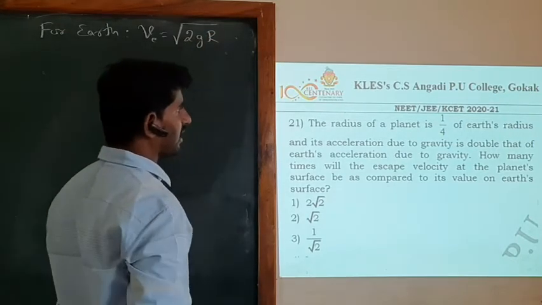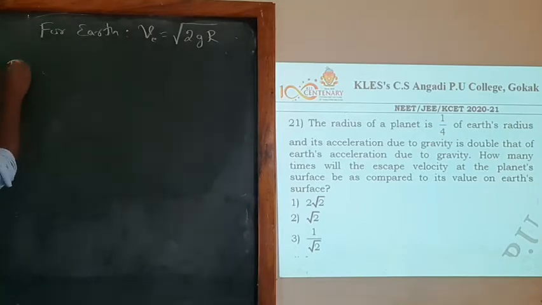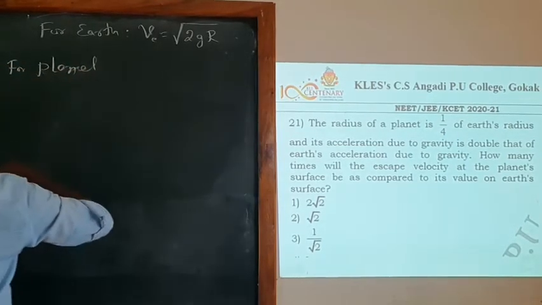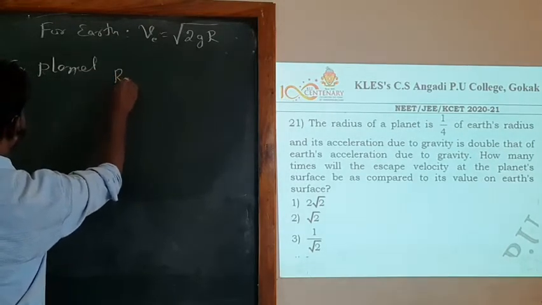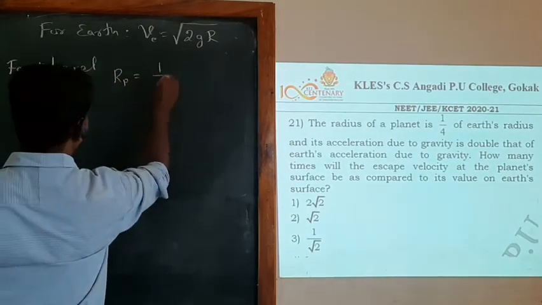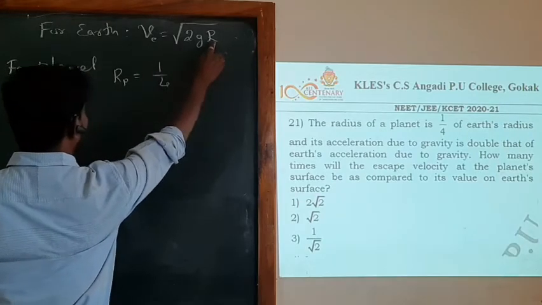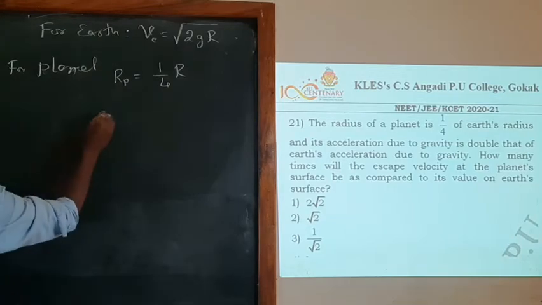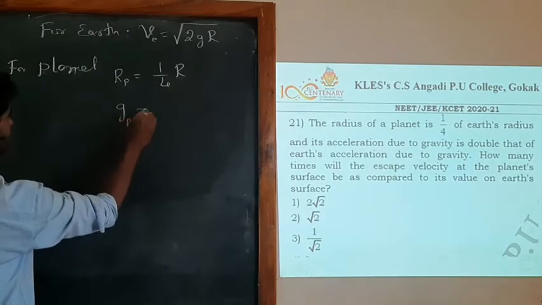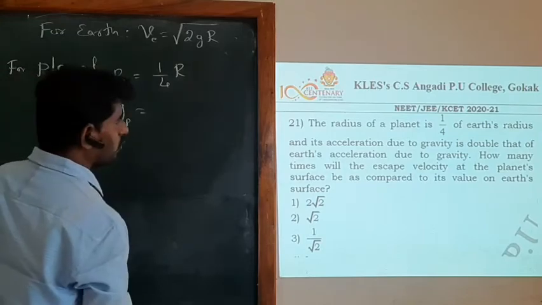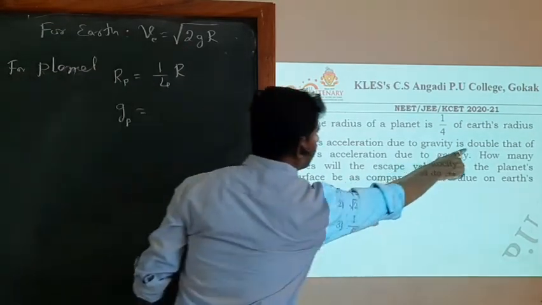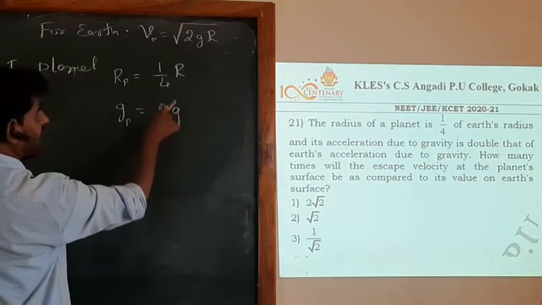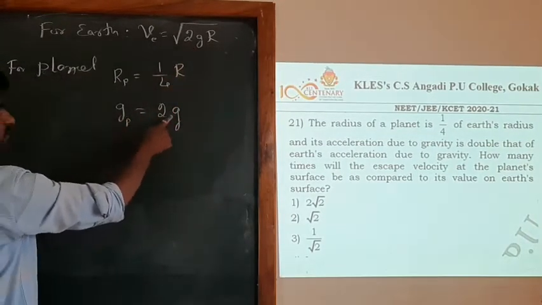So in the question, they have given one more planet. Its radius, I'll write RP, is 1/4 of Earth's radius. I have taken Earth's radius as R, so the planet's radius is R by 4. And they said the acceleration due to gravity on the surface of that planet is double that of the acceleration due to gravity of Earth. I have taken Earth's as g, so for the planet that will be 2g.